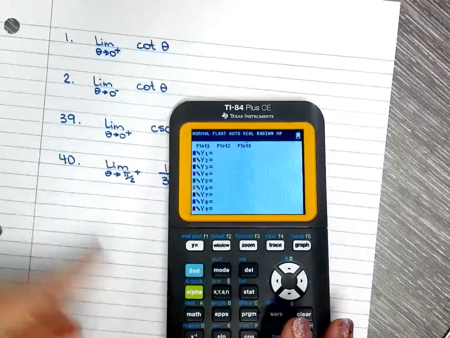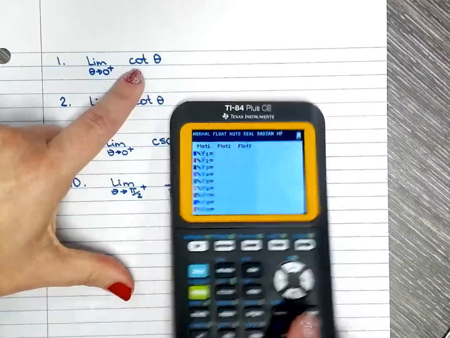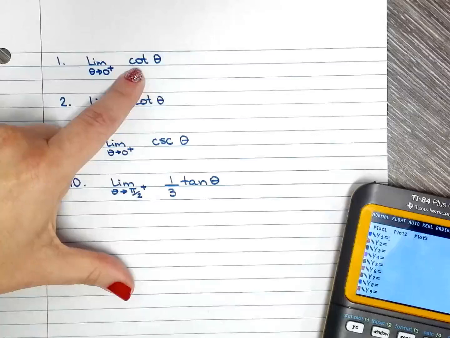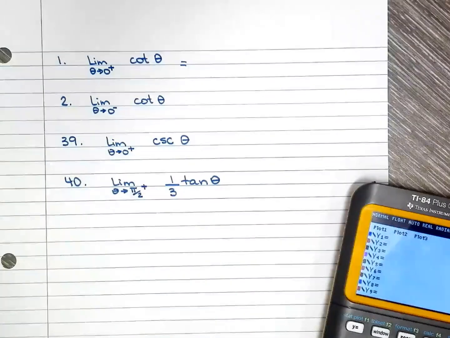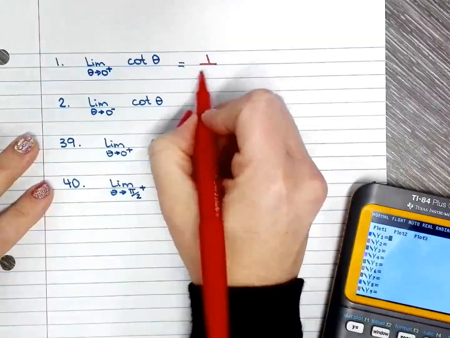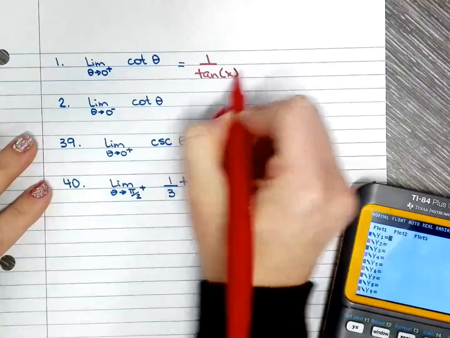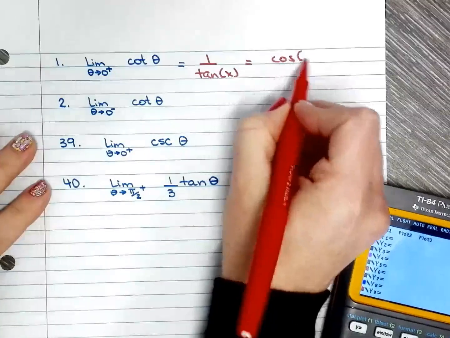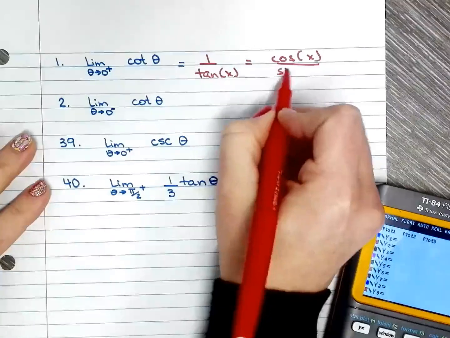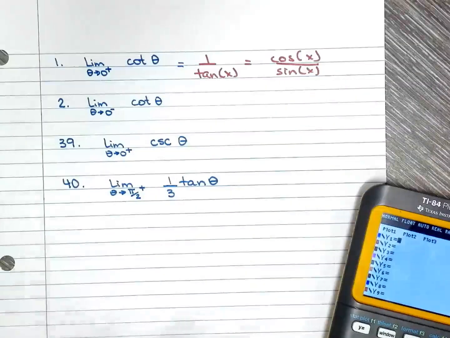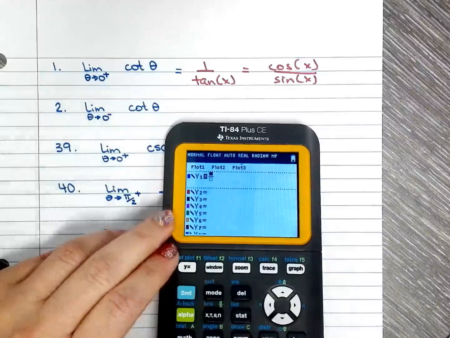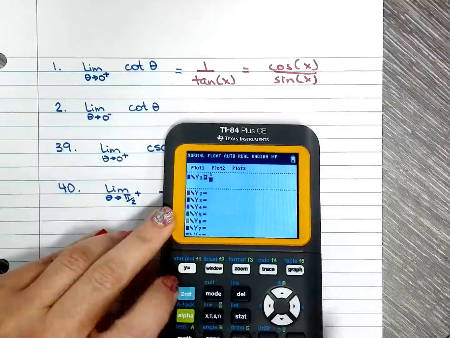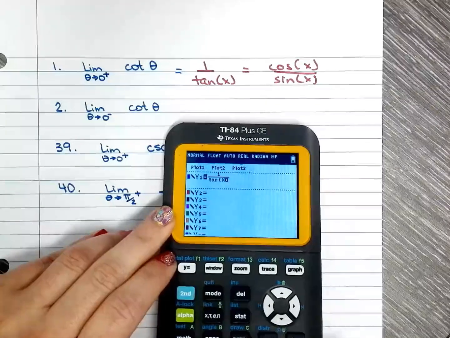Okay, so the first one, I just know that cotangent is 1 over tangent. You can do either 1 over tangent or cosine over sine. Either way, the calculator will graph the same, so it will be the same. We're going to graph both. So here I have y1, plug in the fraction: 1 over tangent of x.